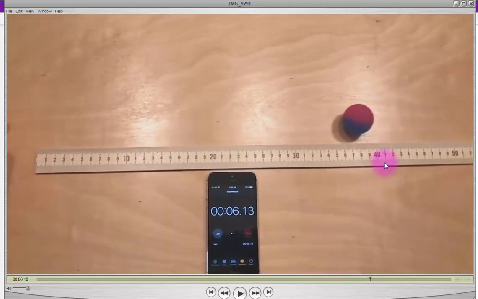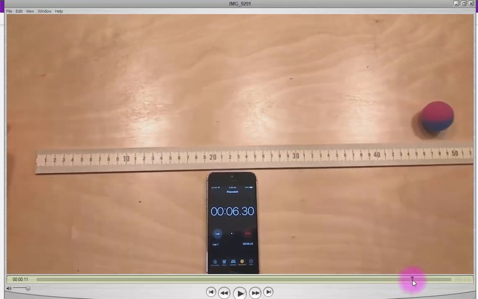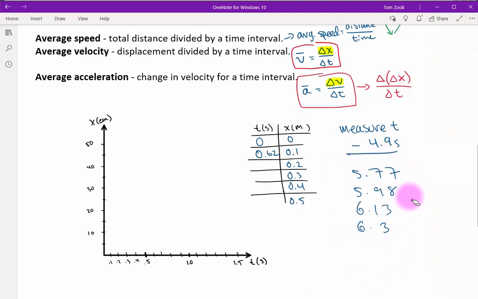Again, I'm kind of looking at perspective here. We're getting 6.13. And then for 50 centimeters, somewhere around there, maybe, looks like perspective-wise. So 6.3. Okay, let's go ahead and fill in our timetable with that information. So I got times here. I'm going to subtract 4.9 from all of them.